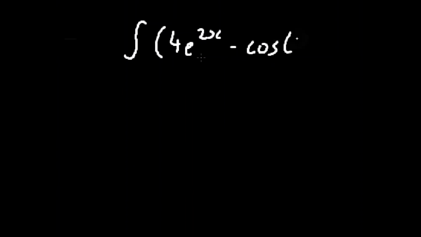We are finding the integral of this horrendous looking function here, 4e^(2x) minus cos 2x. Okay, now let's take away the brackets and make it a bit easier.